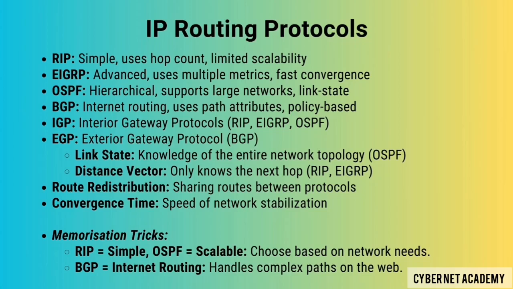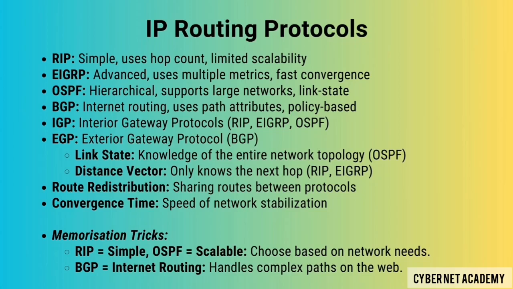OSPF, Open Shortest Path First, is a link state protocol that supports large networks through its area concept and uses cost as its metric. BGP, Border Gateway Protocol, is a path vector protocol used for internet routing, making decisions based on paths, policies, and rules. Interior Gateway Protocols, IGPs, like RIP, EIGRP, and OSPF are used within an organization, while Exterior Gateway Protocols, EGPs, like BGP are used between organizations.